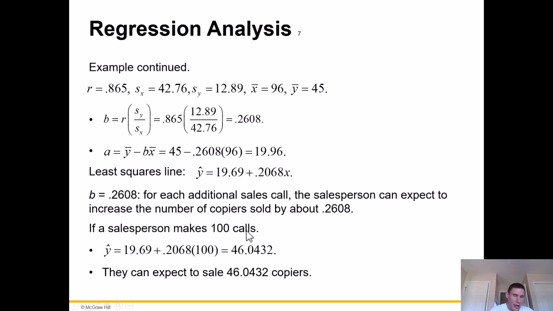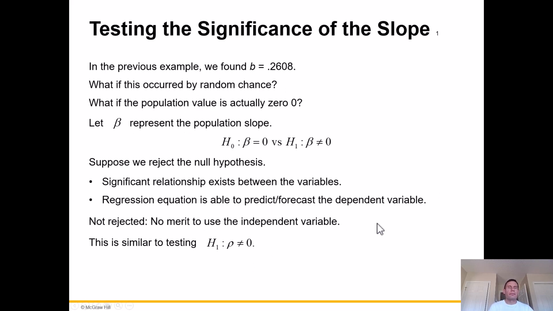So if a salesperson makes 100 calls, then we just plug the numbers into the formula. y equals, remember, 19.69, think of that as the intercept, plus 0.2068 from the least squares line, multiplied by the 100. And then we get 46.0432. So if the salesperson makes 100 calls, they can expect to sell about 46 copies.